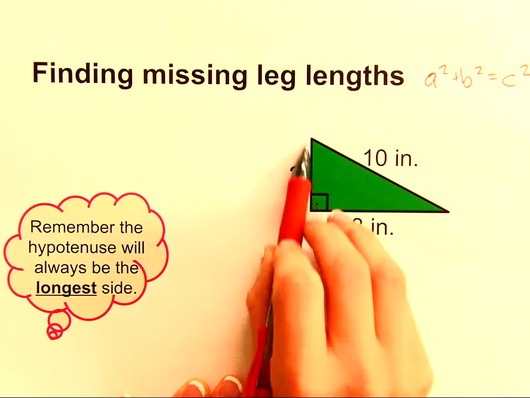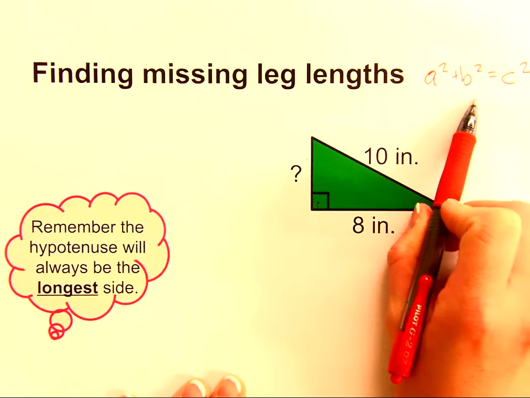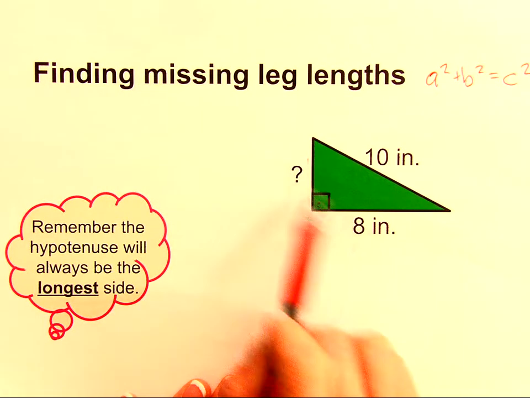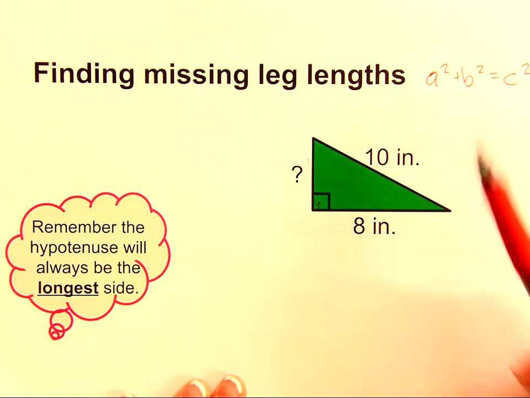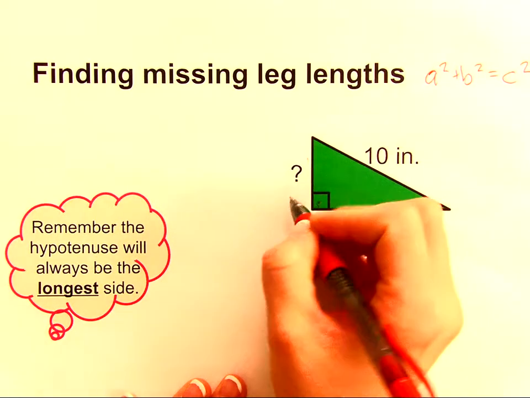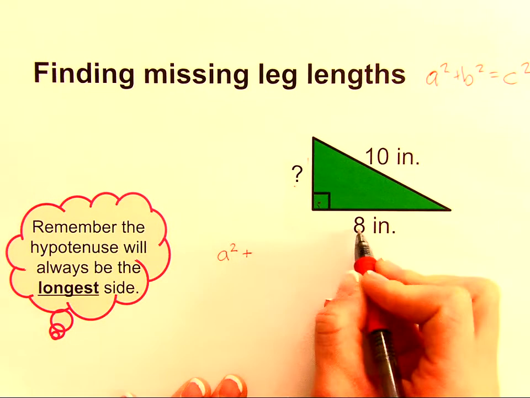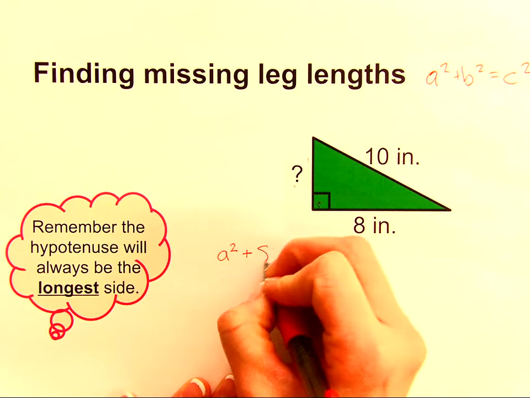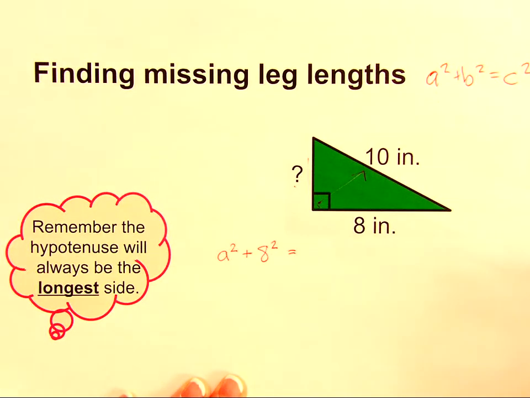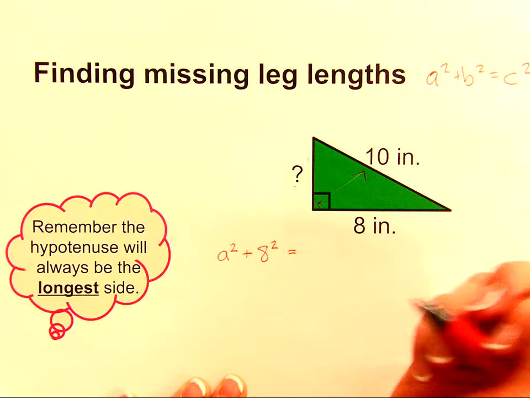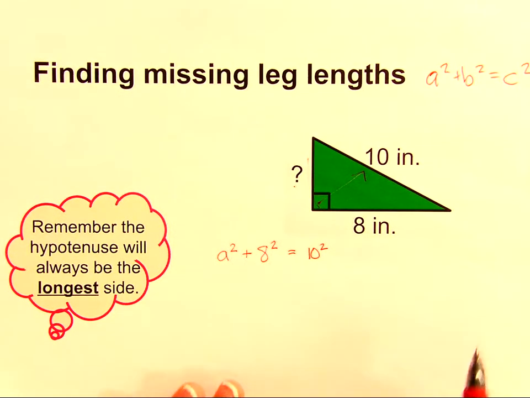So here, notice we're missing one of our legs, which means we are missing a or b. And it really doesn't matter if we switch these around. So if I fill in what I know in the Pythagorean theorem, let's make this my a. I don't know what a is. And that would make 8 my b, so 8 squared. And then since 10 is across from that 90-degree angle, that makes 10 my hypotenuse. So that should be equal to 10 squared.